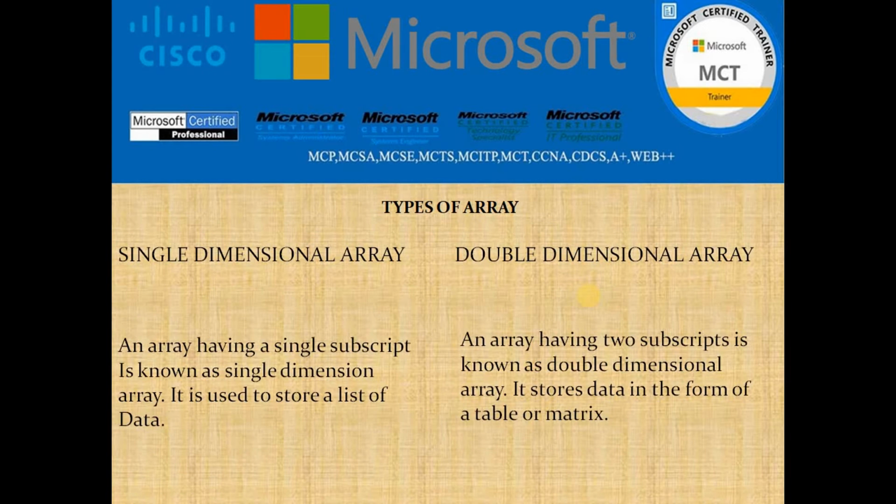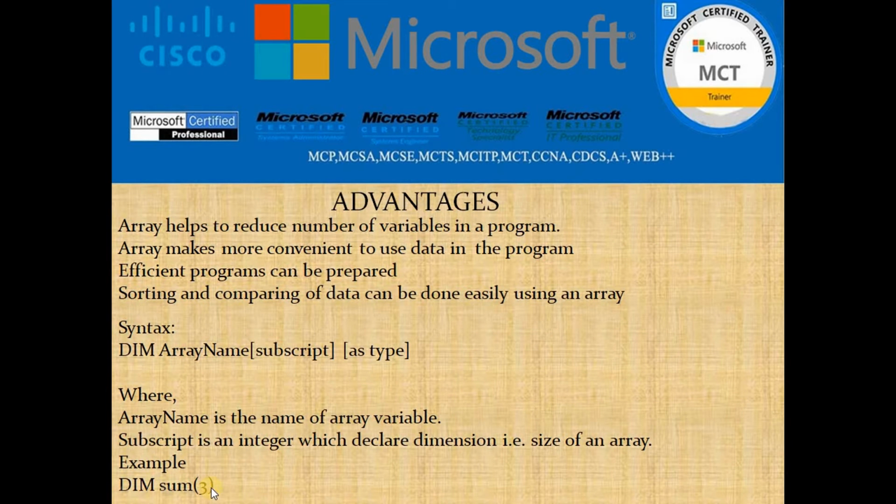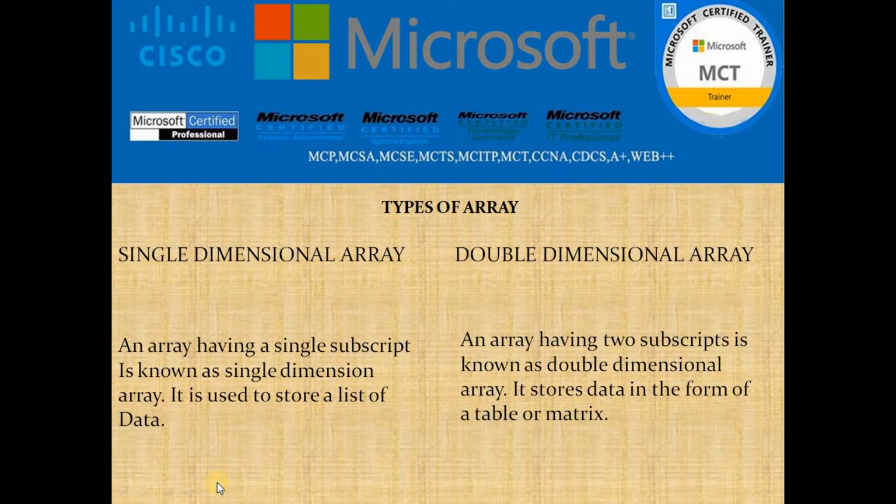Now as I told you, there are two types of array actually. One is a single dimensional array and the second one is the double dimensional array. An array having a single subscript, over here you have only one subscript, this 3. That means this is a single dimensional array. So an array having a single subscript is simply known as a single dimensional array. And you also need to understand, when you use a single dimensional array, data is stored in the form of a list. It is used to store a list of data. That means your data will get stored either in a vertical form or horizontal form. You cannot have a matrix here.